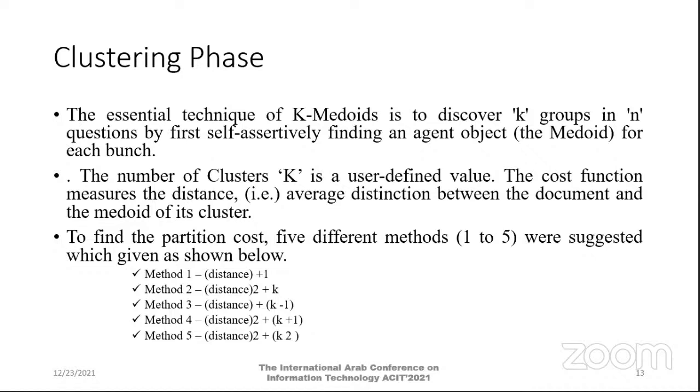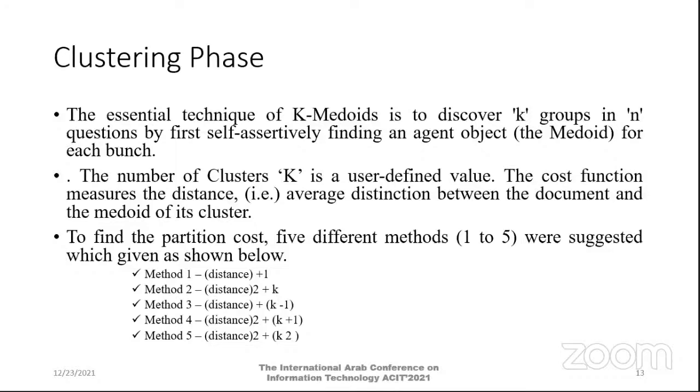To measure the partition cost, we took 5 different methods for the clustering phase. Method one is distance plus 1. The second method is distance 2 plus k. Distance 3 is distance plus k minus 1. Method 4 is distance 2 plus k plus 1. The last one is distance 2 plus k2.